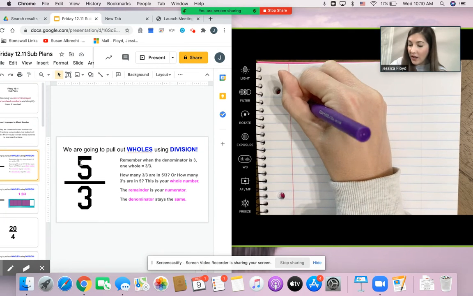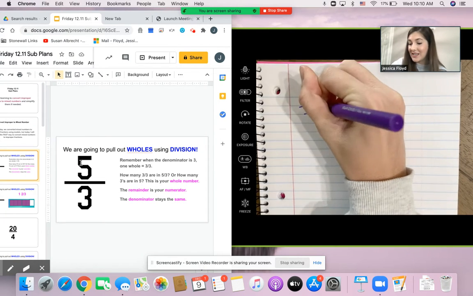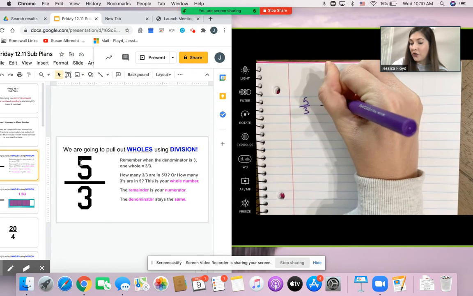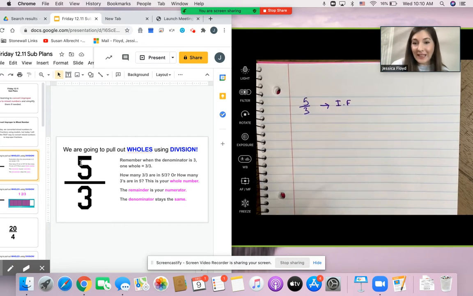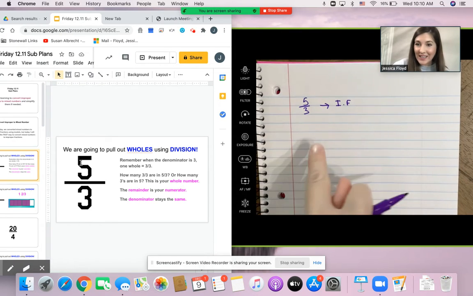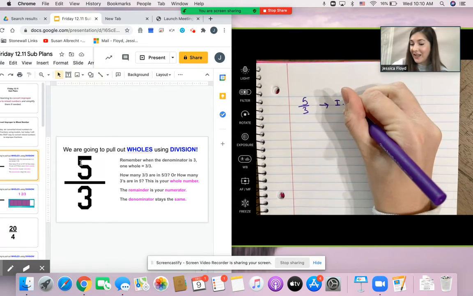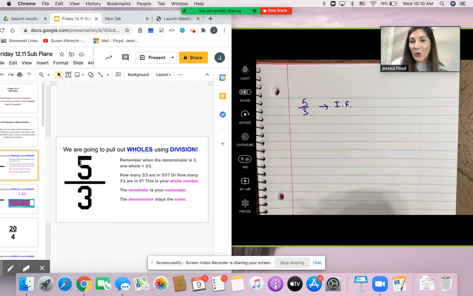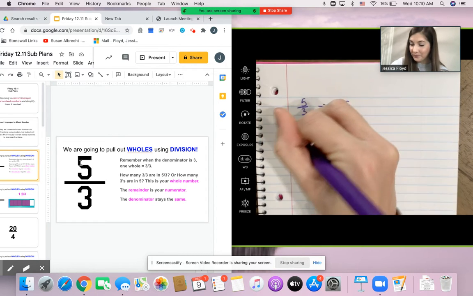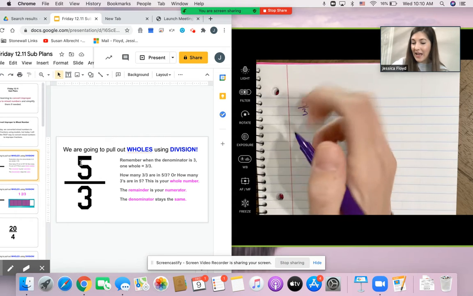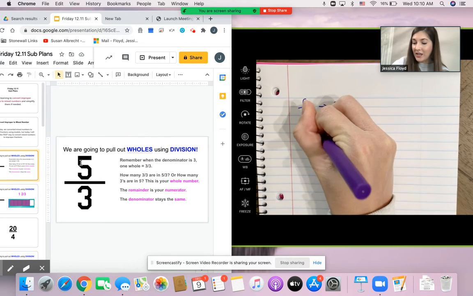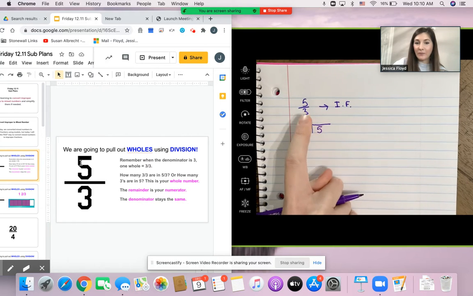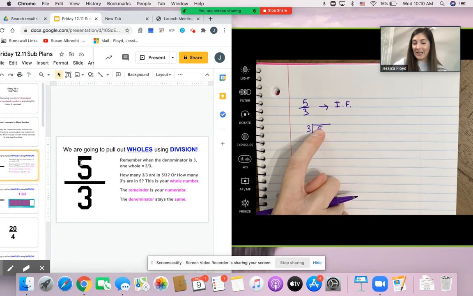So we know that 5/3 is an improper fraction. And we know this is also an illegal fraction. We cannot leave 5/3 like this. So in order to do this, we use division. I'm going to ask myself, how many times can 3 go into 5? I'm putting my denominator on the outside. I'm putting my numerator on the inside.